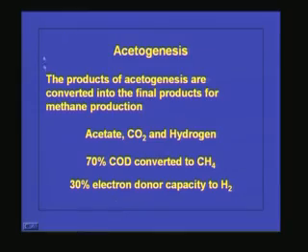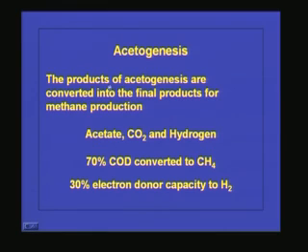Now the first process is acetogenesis. So we have seen that first the hydrolysis is taking place, and what are the products formed by the hydrolysis? It is undergoing fermentation, and the fermentation byproducts, the long chain fatty acids etc. will be undergoing anaerobic beta oxidation, and we are getting propionate, butyrate and many other products. So in acetogenesis, what is happening? The products of acetogenesis are converted into final products for methane production.